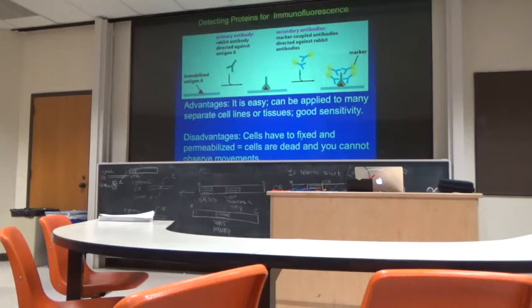Disadvantage: cells have to be fixed and permeabilized, poked holes in to get this antibody into it. If this were an internal structure, the cells are dead and you can't observe movements. But it's easy, you don't have to clone anything like you would with the GFP. If you're tagging with GFP, you need the gene. You can screen tons of cells with it.